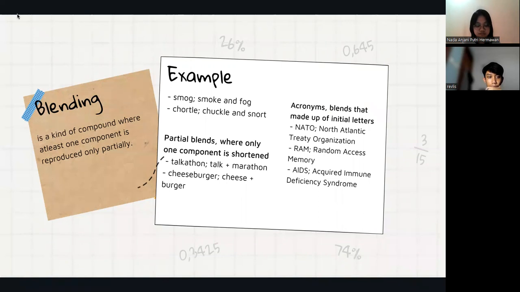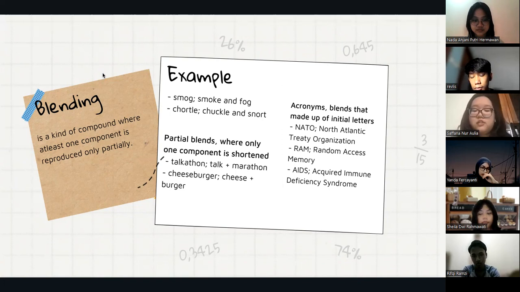My name is Saffana Aulia Fauzi, and I'm going to explain about blending. Blending is a kind of compound where at least one component is reproduced only partially. The simplest example is smog, which is a blend of the words smoke and fog. The second one is chortle, which is a blend of chuckle and snort.